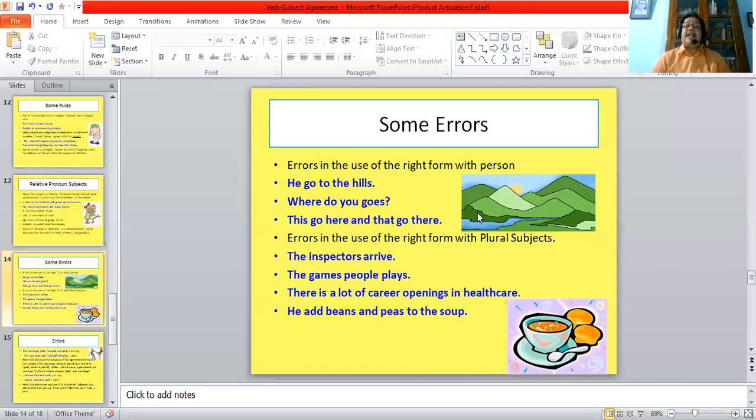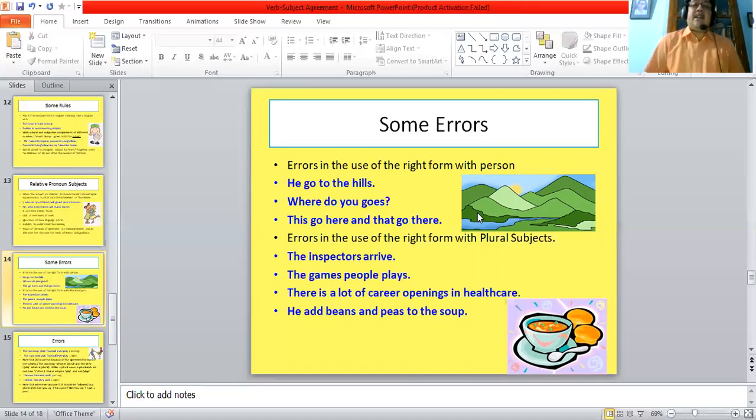Now this and that are singular subjects. And over here, we have to use the singular form. This goes here and that goes there. Okay. We cannot possibly use the plural form over here. "This go here and that go there." No, this goes here and that goes there.